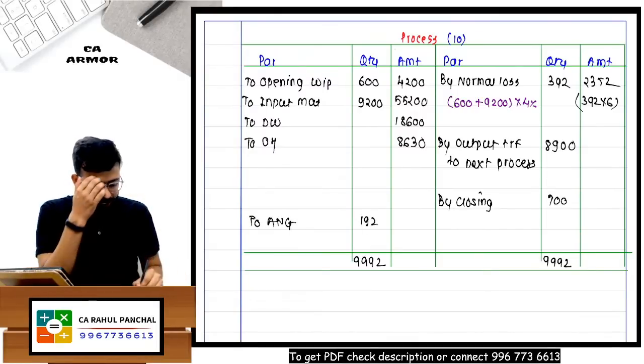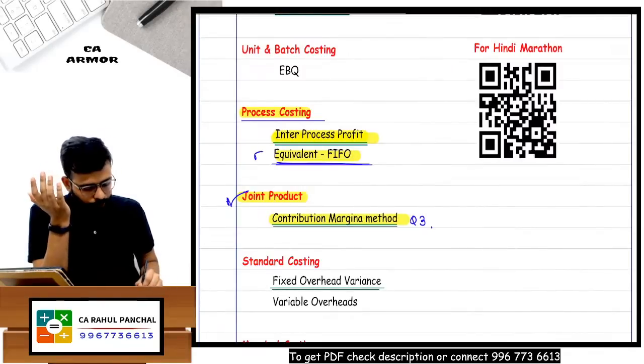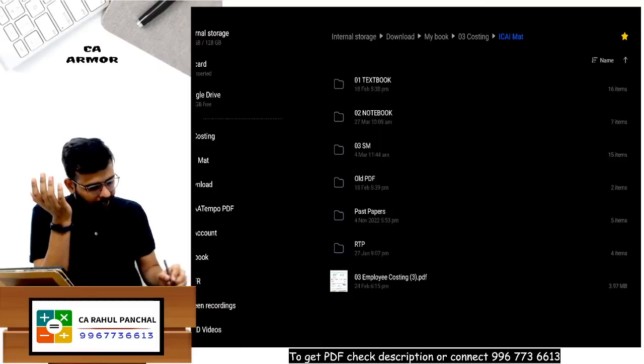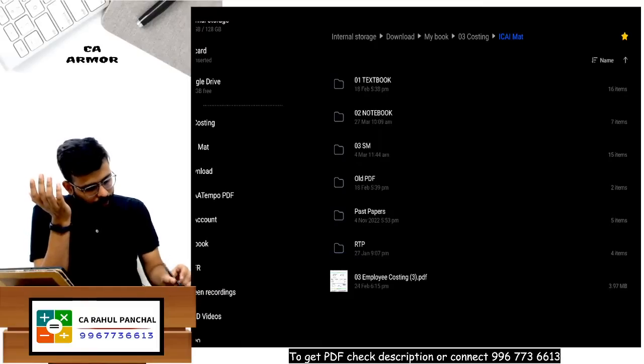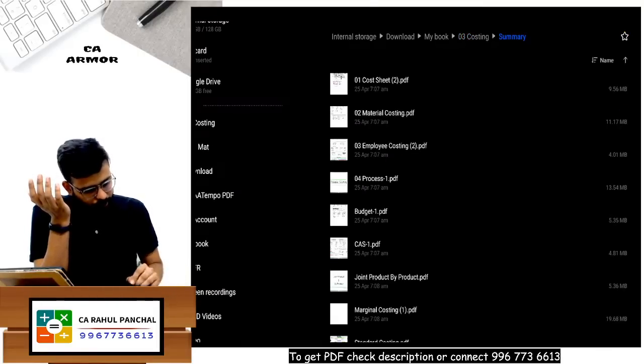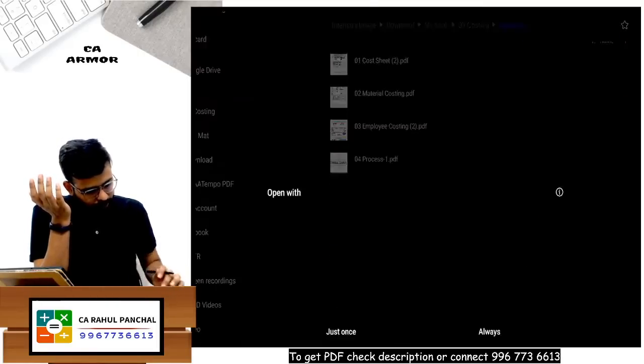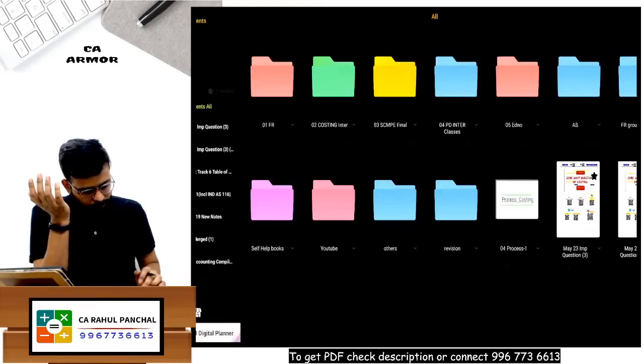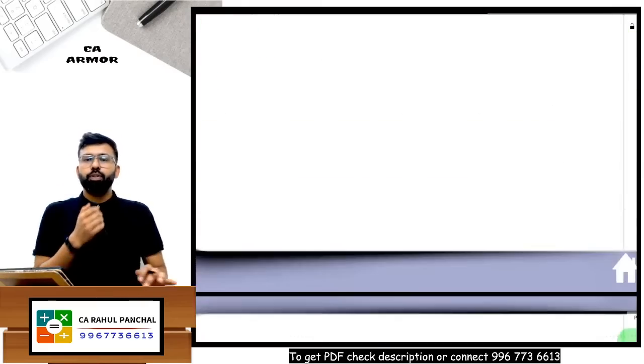Let me just show you the things so that it would be really helpful to you. One second. Costing, then summary notes. Then if I talk about process costing, let me go to this process costing part. You can see this process costing.